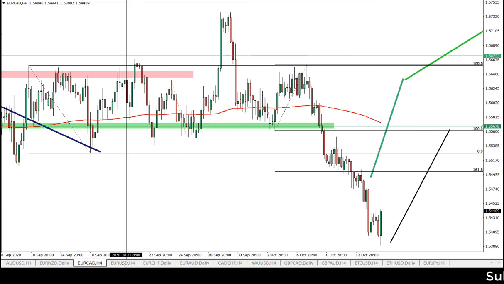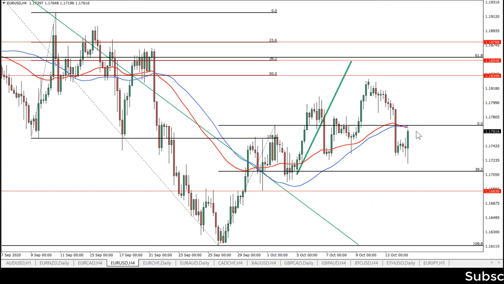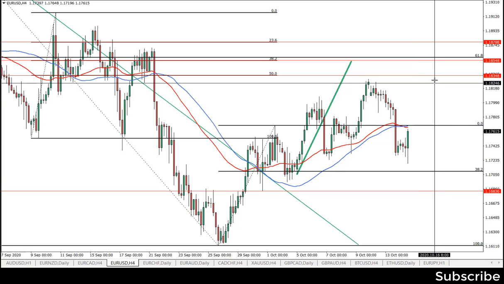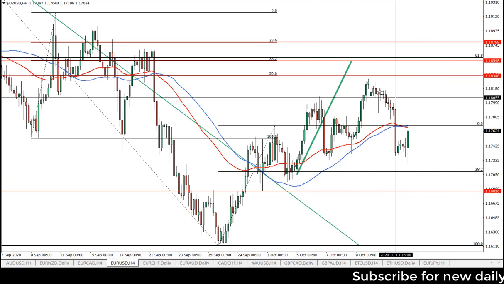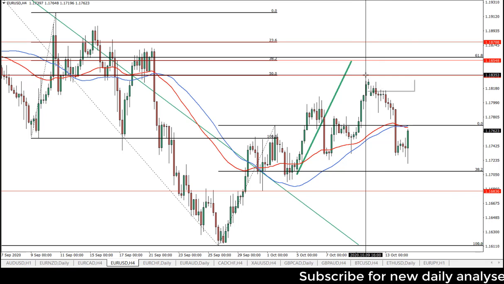Euro New Zealand dollar. Now Euro dollar, also a very valid analysis. One of these resistance levels should be tested, although we are very close to the first resistance.